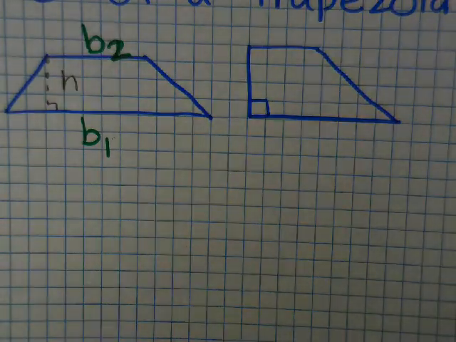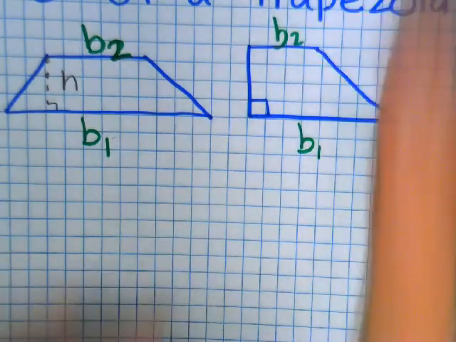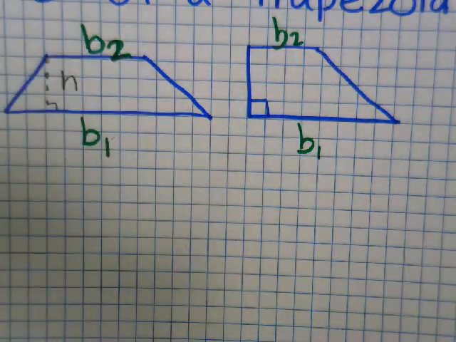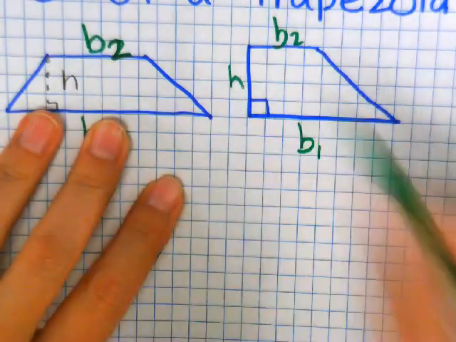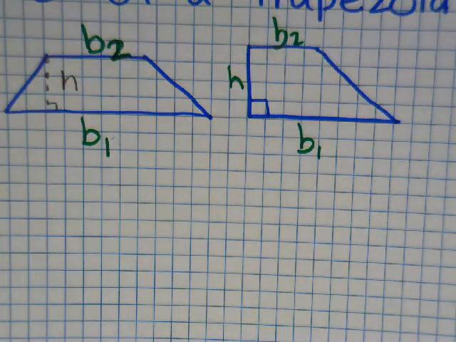Okay. So this would be base 1. This one is base 2. And where is your height? This one is going to be this one. Do you know why? Because it has a 90 degree angle. Yep. Because it has already the 90 degrees. We didn't have to create it. It was there, so we use that as the height.